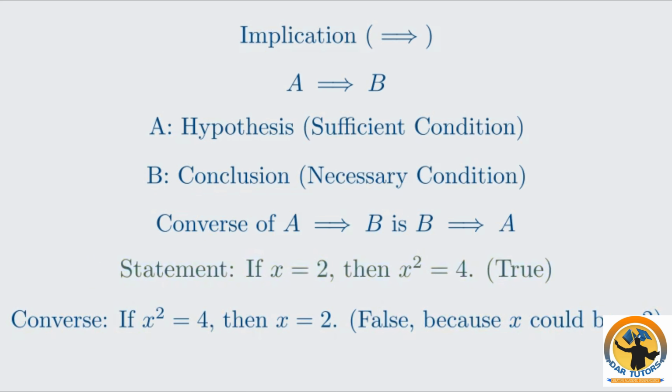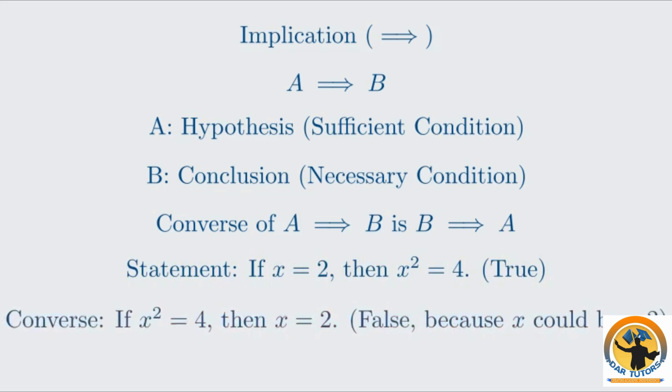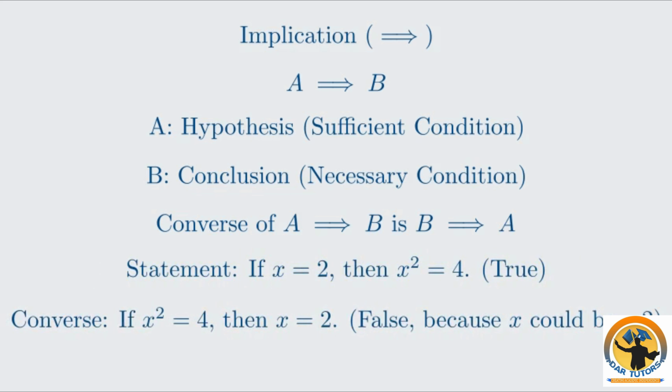This distinction is fundamental. A proof must establish the truth of the statement as given, not its converse. Now let's discuss our first major proof technique, proof by deduction. This is also known as a direct proof.